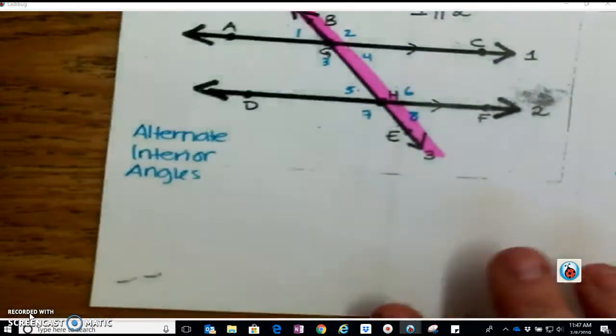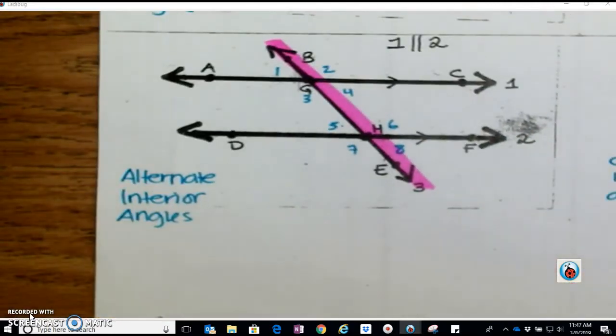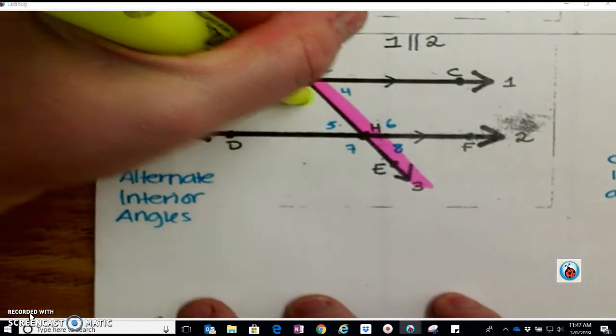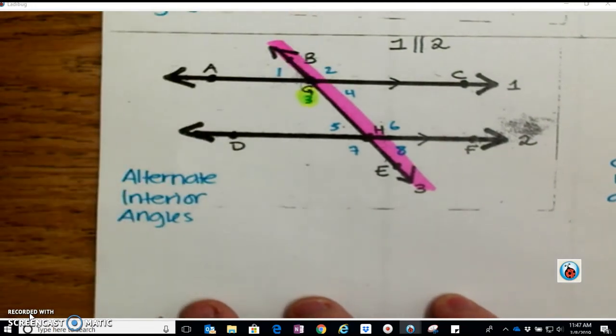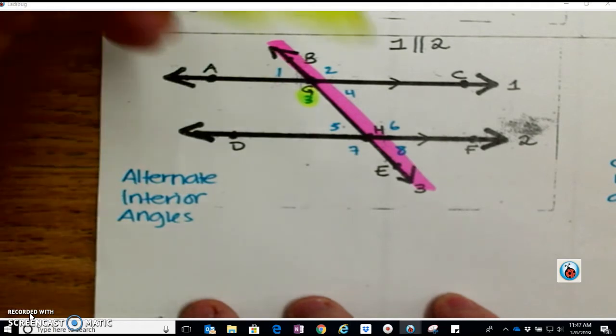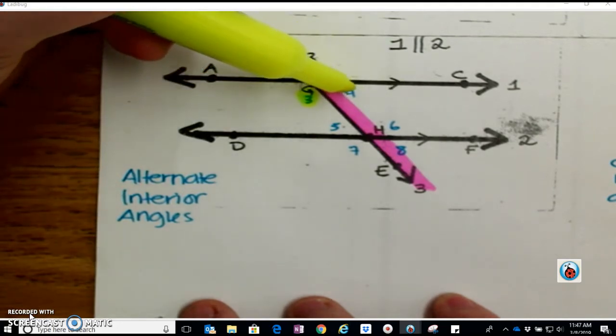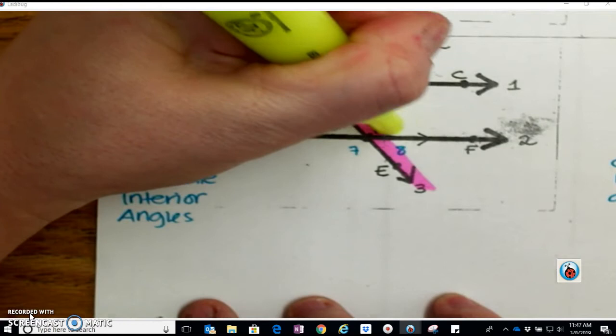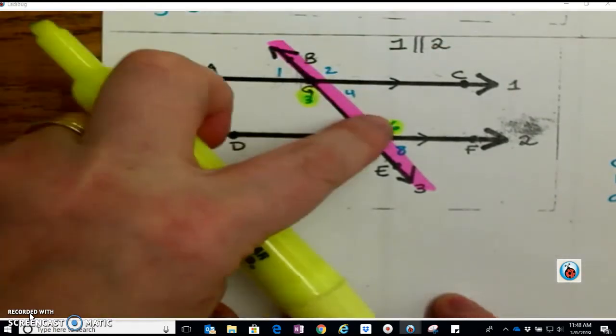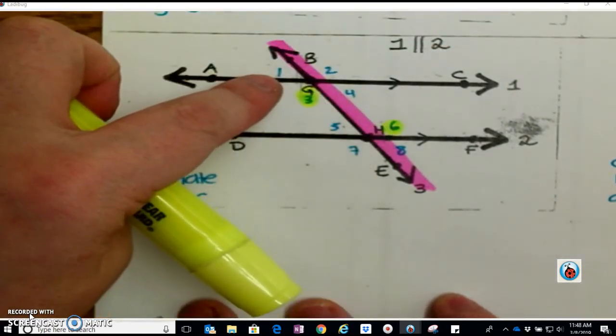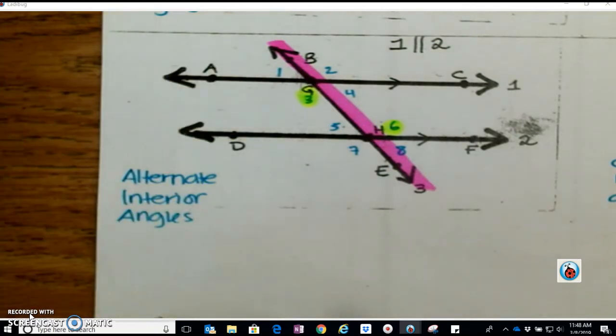So now let's take a look at alternate interior angles. Alternate means opposite side, and interior. So yes, 4 is on the alternate side, but it can't be next to it. So we're kind of on opposite sides and opposite lines in a way. So angle 3 and angle 6.